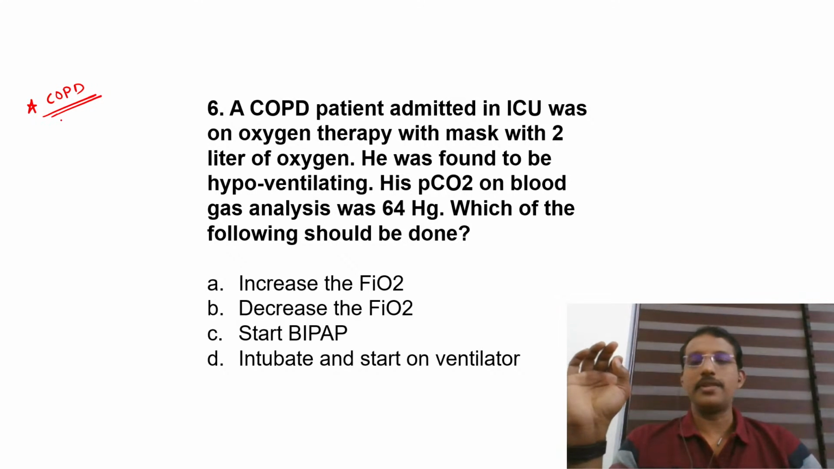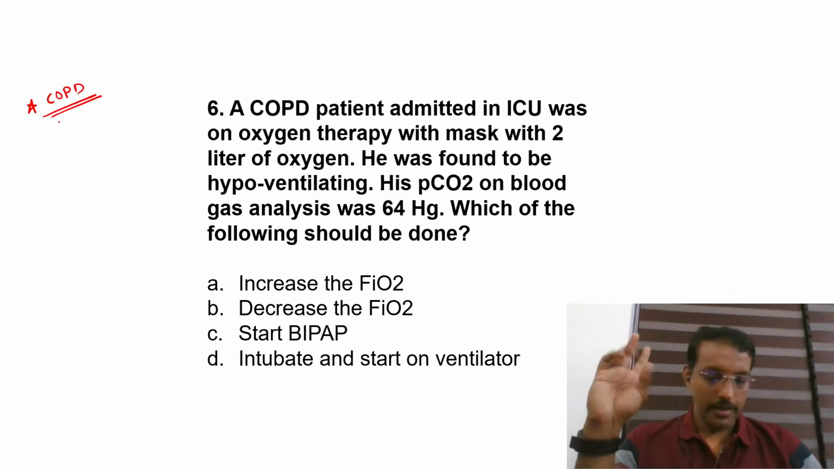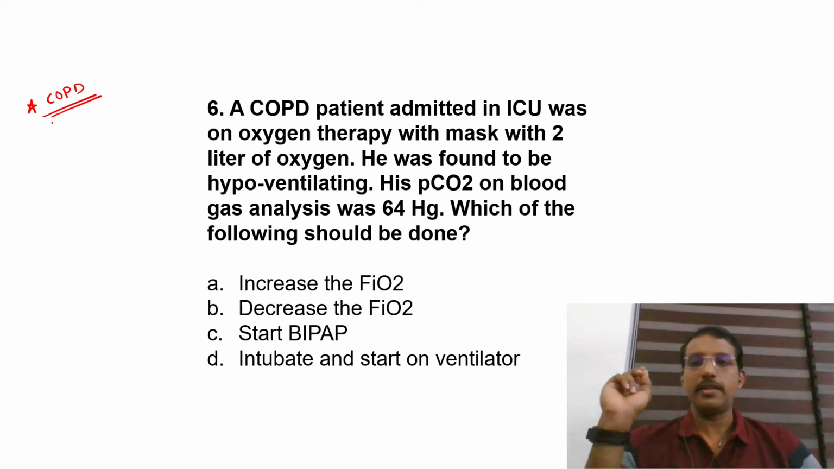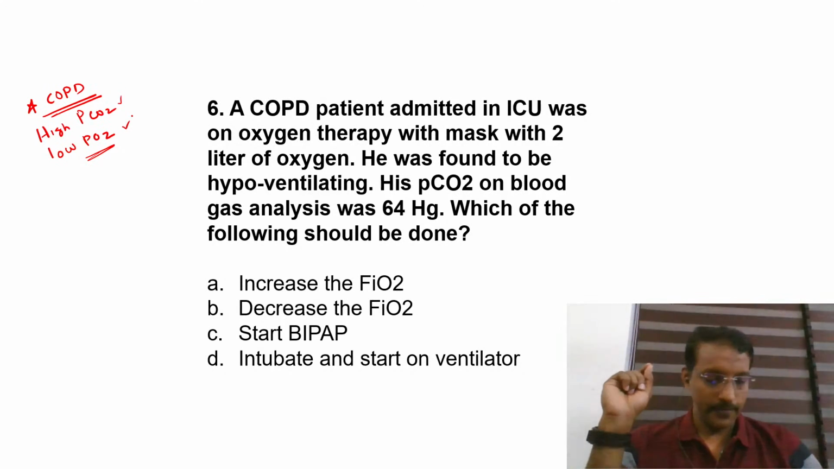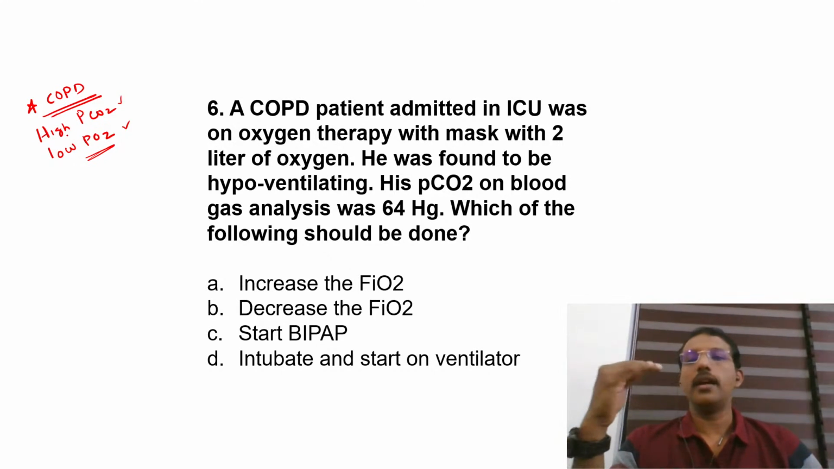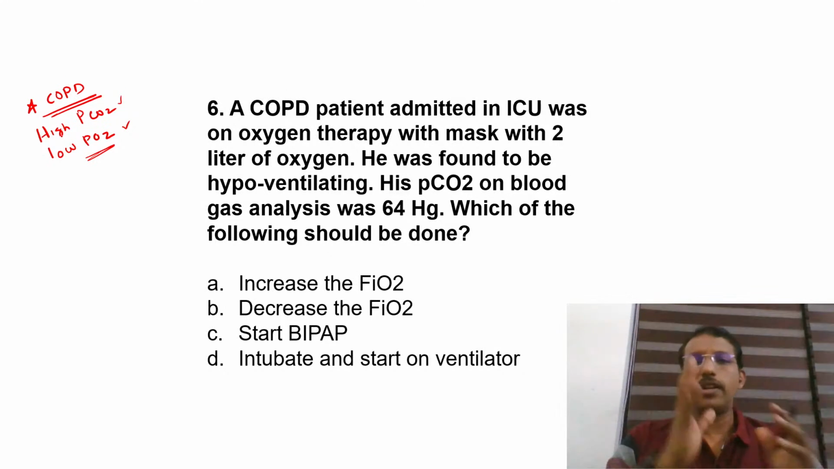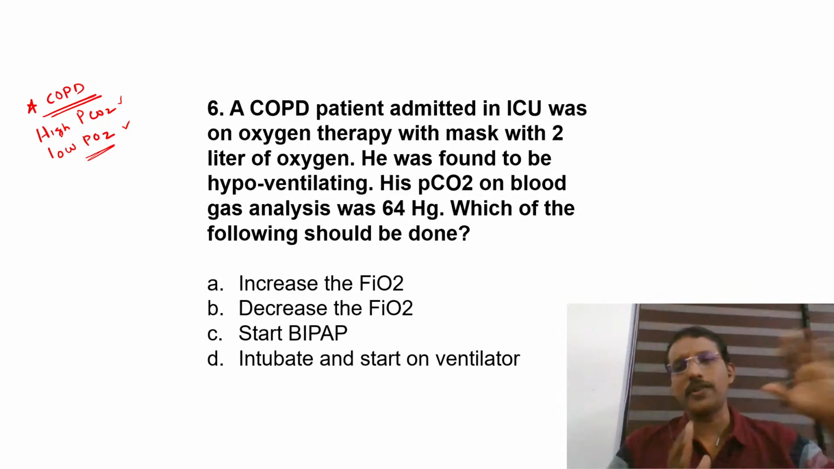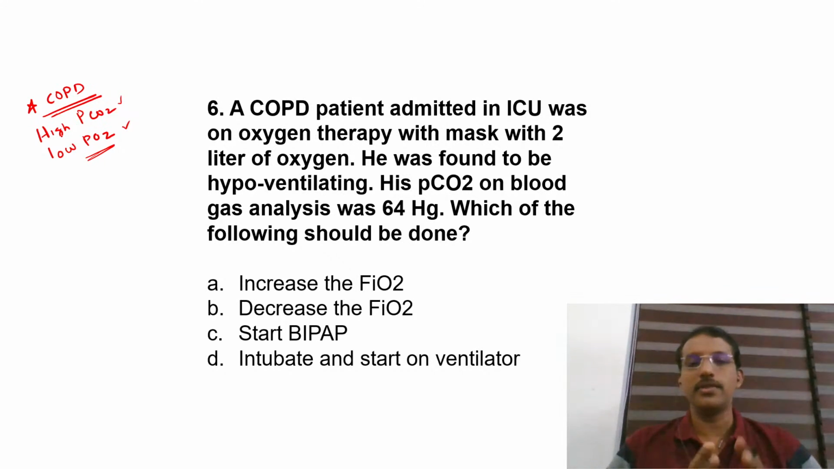When you have a COPD patient in your clinic, there are two things which come to your mind. One, this patient has got a high PCO2, and they also have a low PO2. That means they have a bit of hypercarbia and a bit of hypoxia. They don't have enough oxygen in their body, but they have a lot of carbon dioxide in the body. That is how COPD patients usually live.